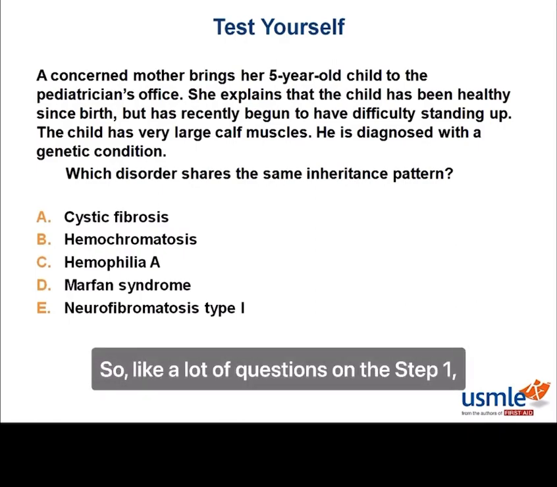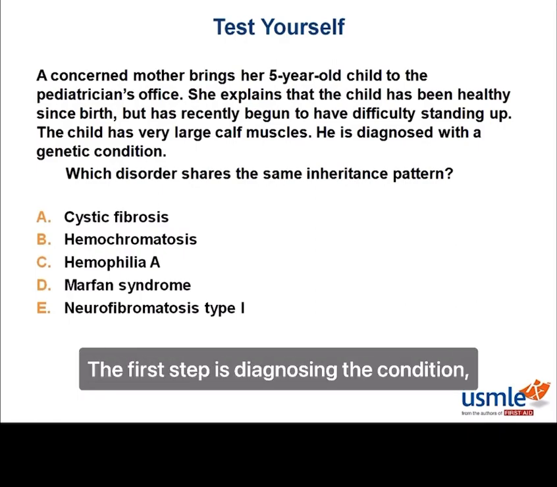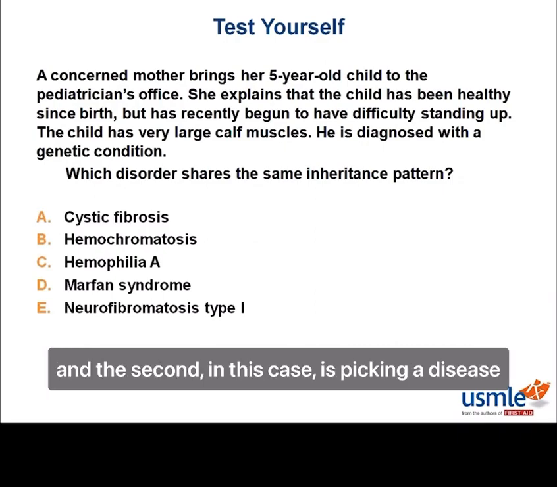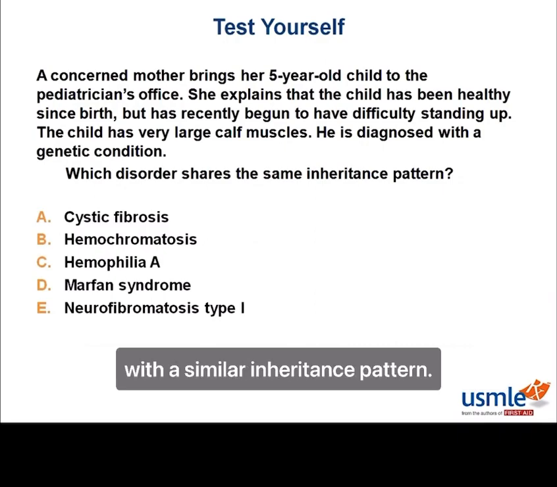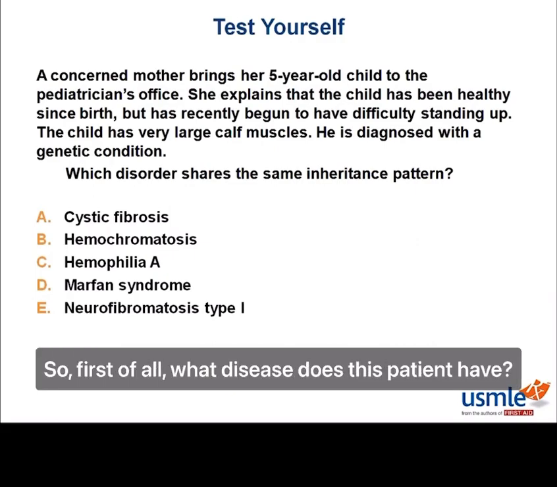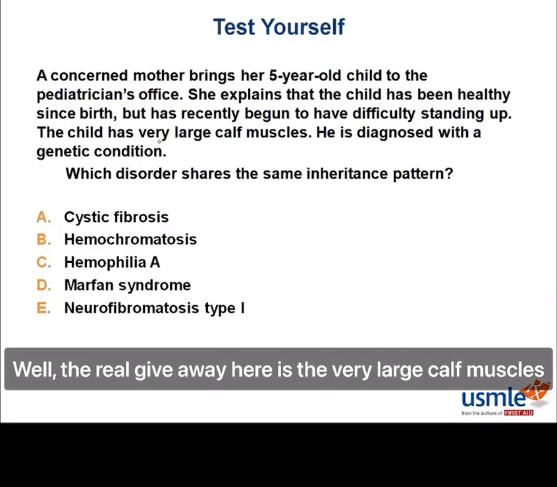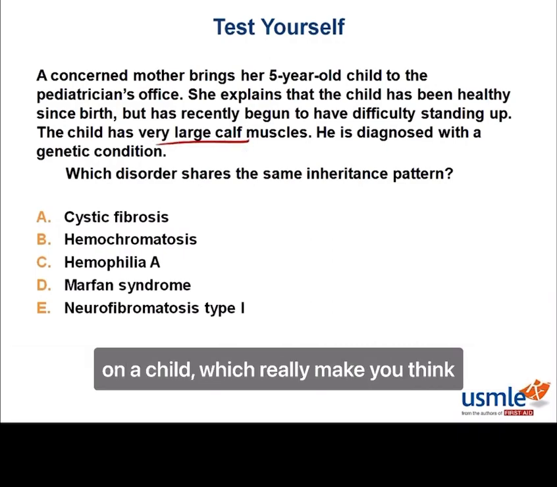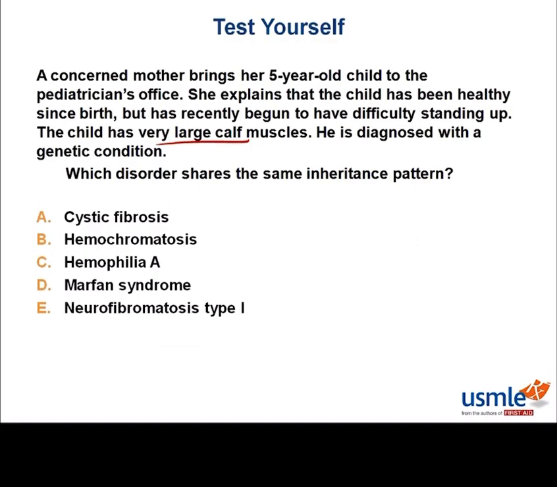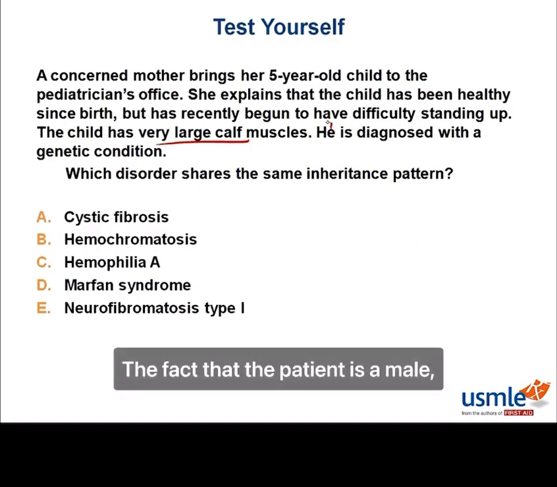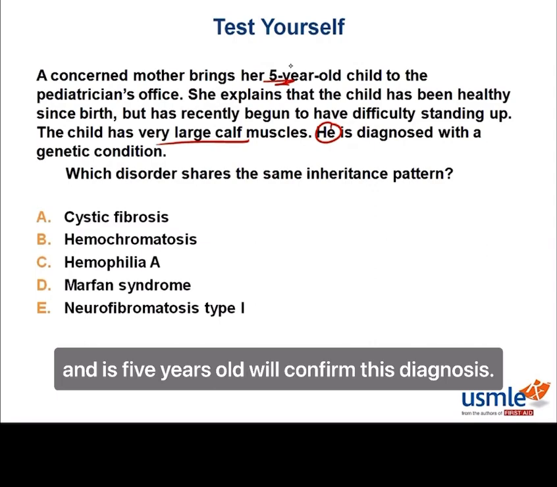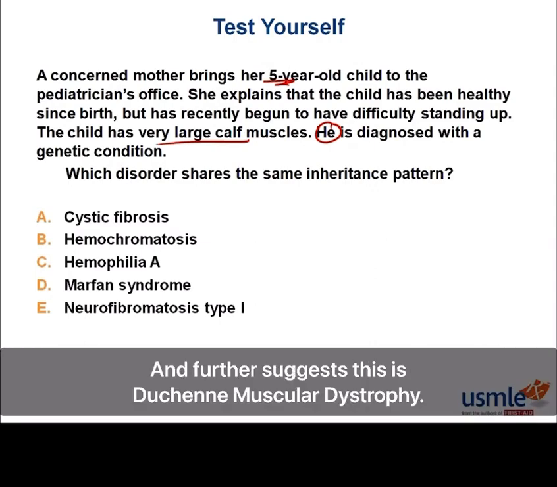So like a lot of questions on the Step 1, this requires 2 steps to figure out. The first step is diagnosing the condition, and the second in this case is picking a disease with a similar inheritance pattern. So first of all, what disease does this patient have? Well, the real giveaway here is the very large calf muscles in a child, which should really make you think about muscular dystrophy. The fact that the patient is a male and is 5 years old will confirm this diagnosis, and further suggest that this is Duchenne muscular dystrophy.